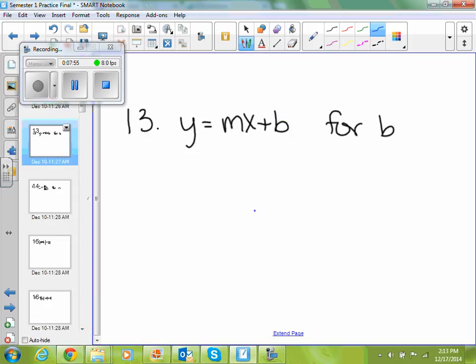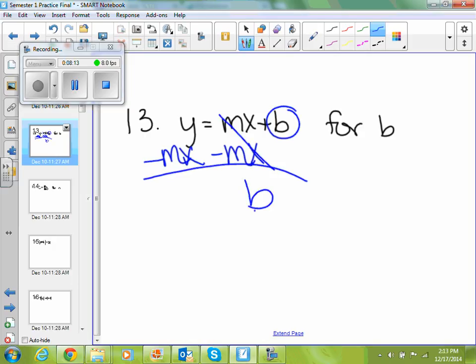Alright, number 13. Who's going to help me out with number 13? Tana. Okay, so I'm going to solve for b. I need to get rid of mx. How do I do it? Subtract mx. Y minus mx. Very good. So y minus mx equals b. That one sometimes throws people off because there's no numbers, so we just focus on what we're trying to solve for.